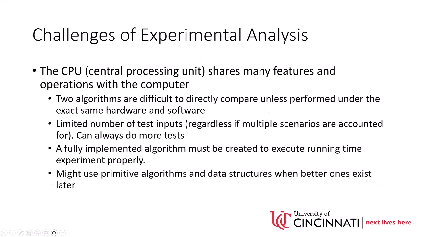Now, one thing I want to go back to is some of the challenges that will interfere here. The CPU is going to share many features with your computers. Why this comes up is, let's say that you're using a supercomputer. It's going to be able to process information at a much faster rate than other computers would. So essentially, a fully implemented algorithm must be created to execute running time experiments properly. And we might use primitive algorithm data structures when better ones exist later, but essentially to get a piece of data down to figure out where to go from there.